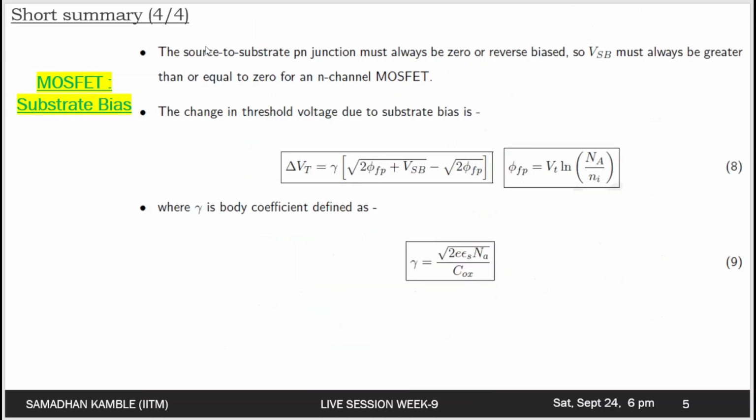Going to the final slide, the MOSFET substrate bias is summarized here. So the change in the threshold voltage due to substrate bias is given by this relation. So delta Vt is given, where gamma is called the body coefficient, given by this particular equation number 9. So I think this is all about the summary of this week, and let us directly move to the assignment problems.